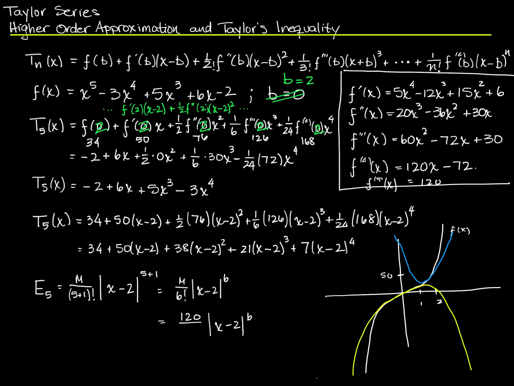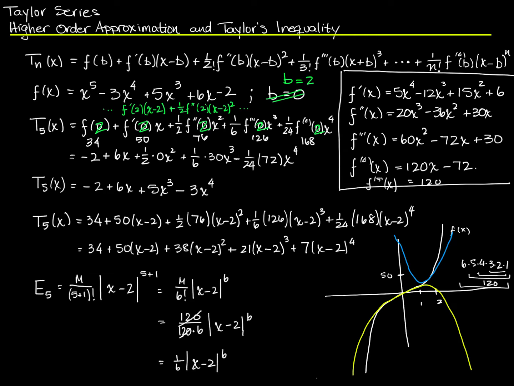So I have M over 6 factorial, which is 6 times 5 times 4 times 3 times 2 times 1. We know this is 6. We know this is 24. 24 times 5 is 120. Oh, that's going to be very convenient. And then we have 120 times 6. I'm going to write that as 120 times 6 because then I can reduce my fraction. That gives me 1/6 times (x minus 2) to the power of 6.